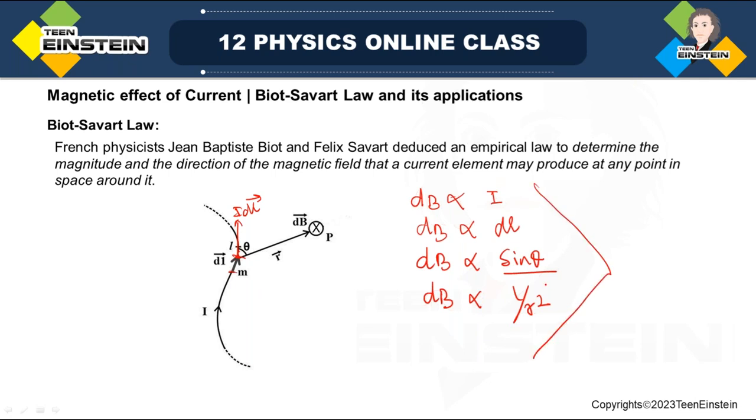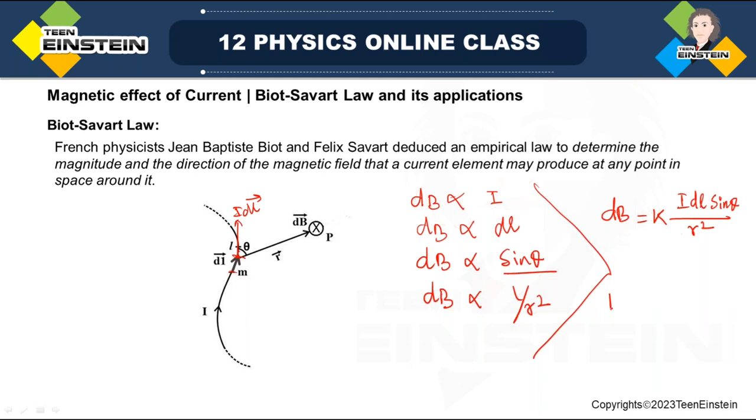If I combine all this, I'll get dB is equal to I, see, this is a proportionality, right? So I have to keep one proportionality constant as well. So the proportionality constant K, and this is Idl sine theta because they are directly proportional, and this is r square. So this is the statement of the Biot-Savart law.